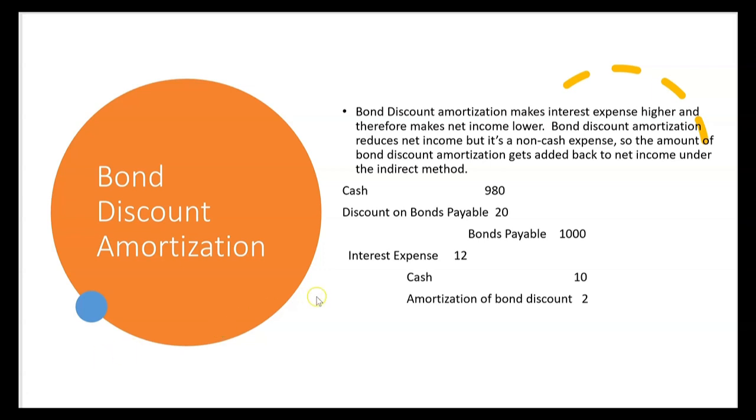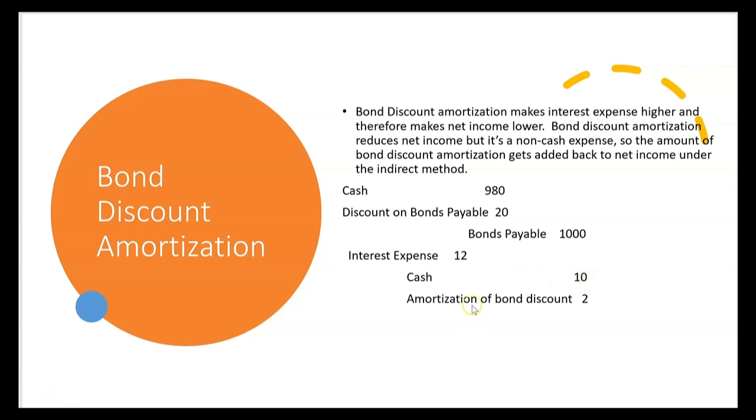Here's an example. Let's say bonds are sold for a discount at $980 when the par value is $1,000. So you've got to pay back $1,000, but we're only getting $980 today. So there's a discount of $20, and that discount is being amortized $2 a year. The cash paid for interest is $10, but notice as we amortize that discount, that makes interest expense go higher. Because when bonds are sold at a discount, interest expense is always higher than the cash interest paid.